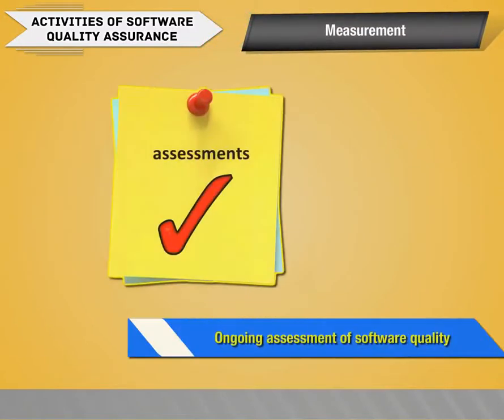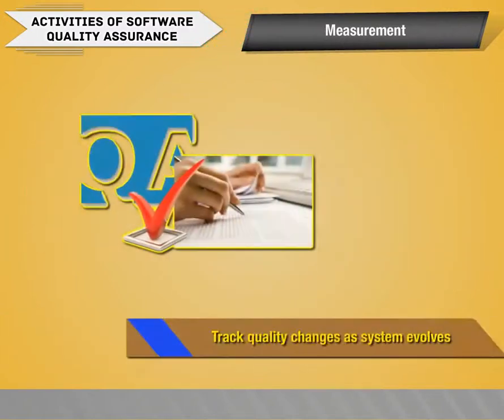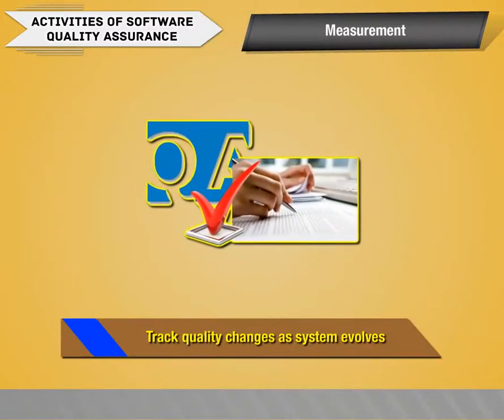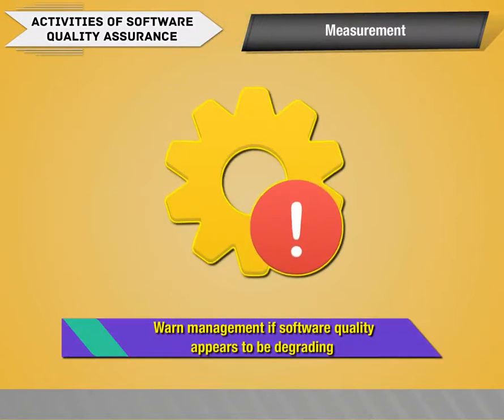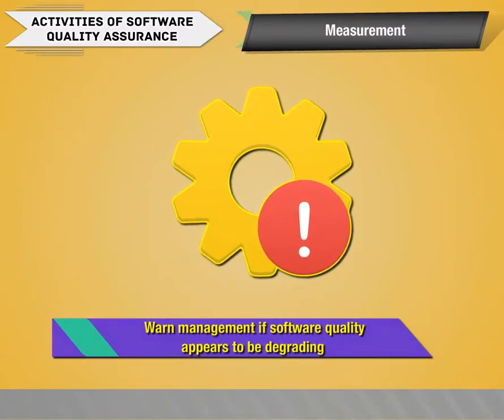Measurement. Ongoing assessment of software quality. Track quality changes as system evolves. Warn management if software quality appears to be degrading.